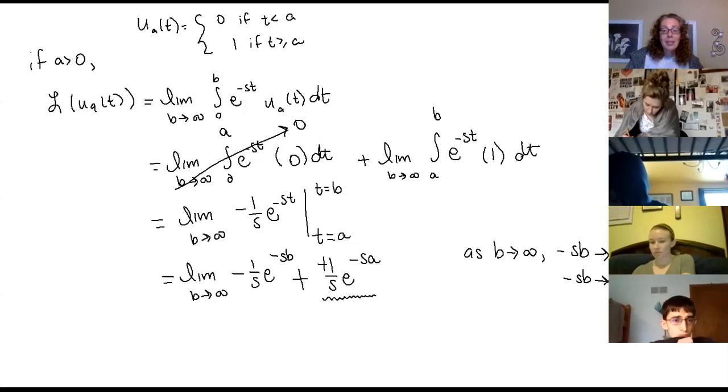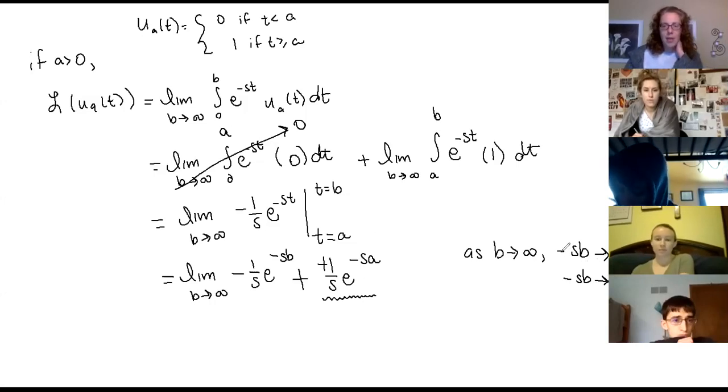If s is positive, there's a negative out in front, there's a positive here, and there's a positive here. So negative sb is going to go to negative infinity. It depends on whether s is positive or whether s is negative. So look at the signs of what you're multiplying together. Negative, negative, positive, so positive infinity. Negative, positive, positive, so negative infinity.